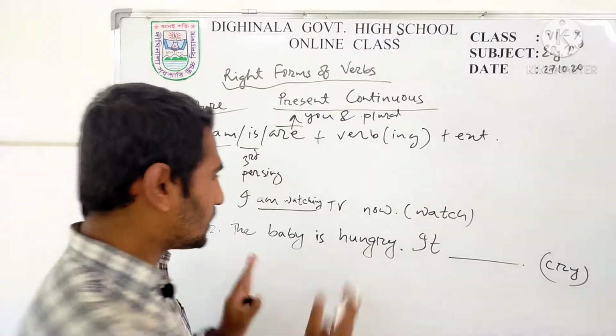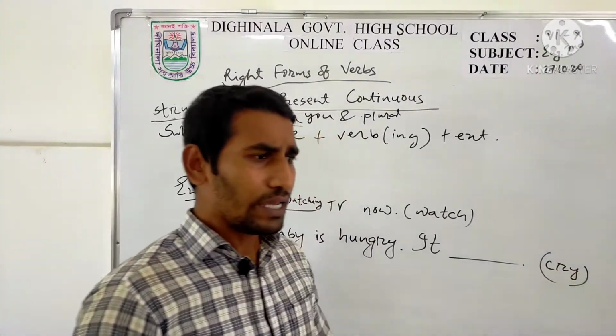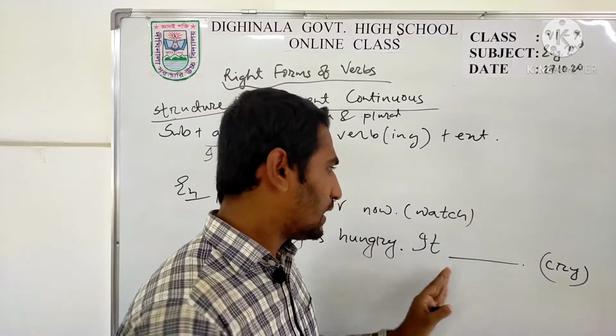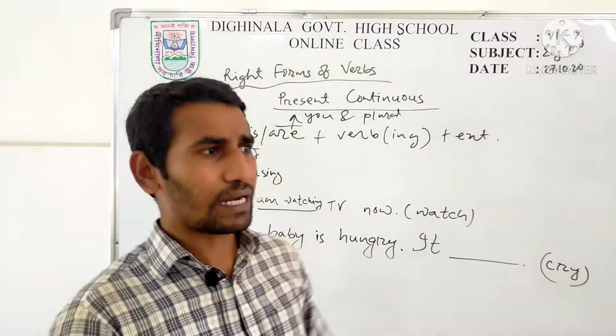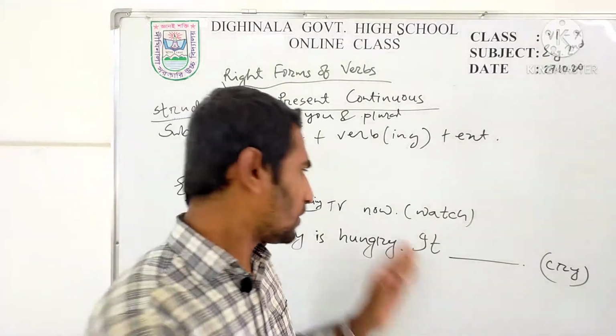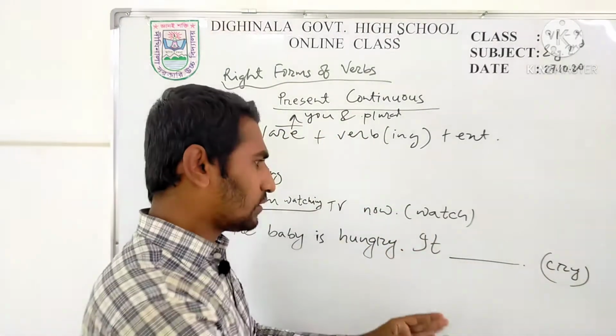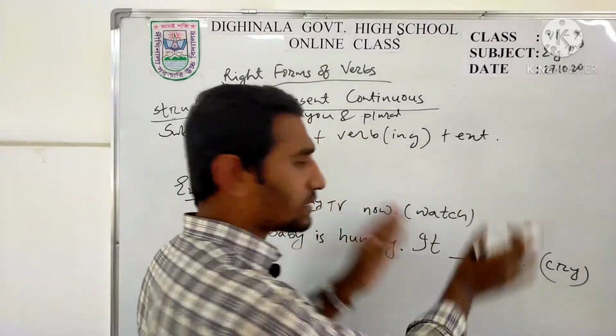The baby is hungry. Shishuti khuzatto, dash. So if I say shishuti khuzatto, after that sentence we must say eti kanna kortese. If I say eti kanna kore, that doesn't match. So if we say she kanna kortese, we have to express the present continuous tense here.